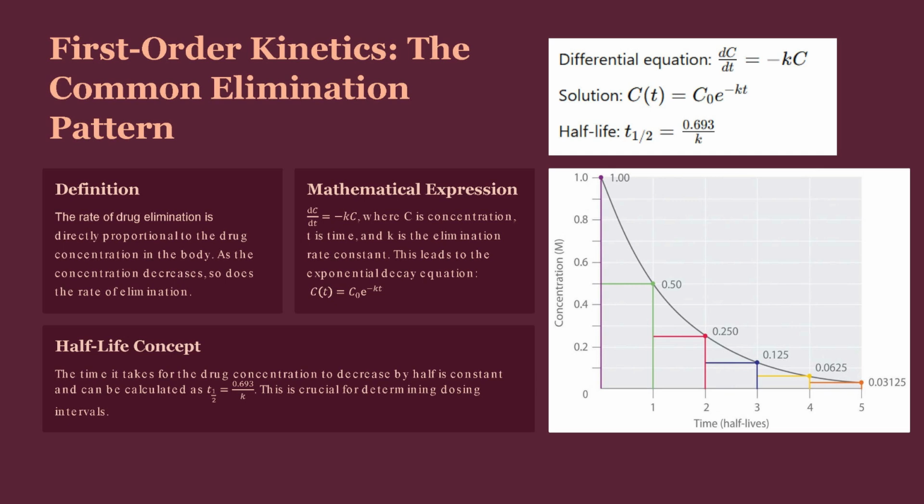On the graph, the exponential decline is clearly visible. The curve starts at C0, the initial concentration, and decreases smoothly over time. You'll notice evenly spaced markers along the time axis, showing where the concentration halves. This represents the half-life intervals. The steady slope of the curve highlights the proportional relationship between concentration and elimination rate.